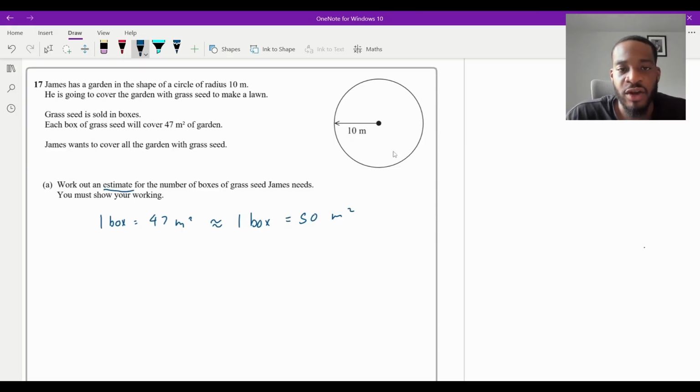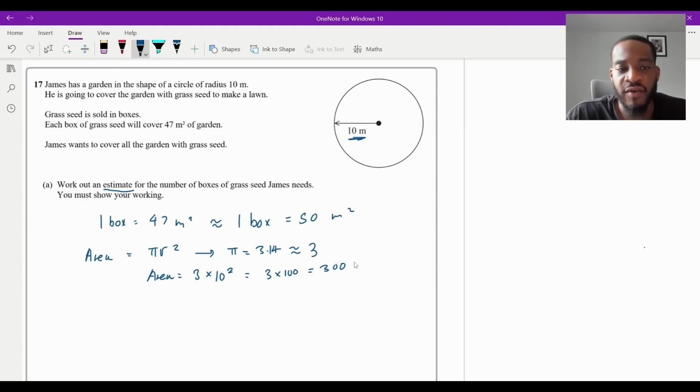Now, the area of this garden is a circle. The formula for the area of a circle is pi r squared, so we need to use this formula. Now remember, pi is actually equal to 3.14, but again, this is a non-calculator paper. You don't want to use that. So let's approximate this. Let's round this to the nearest whole number, which will be 3. So therefore, the area is going to be equal to 3 times the radius, which is 10, squared. And this is going to be 3 times 100, which is just 300.